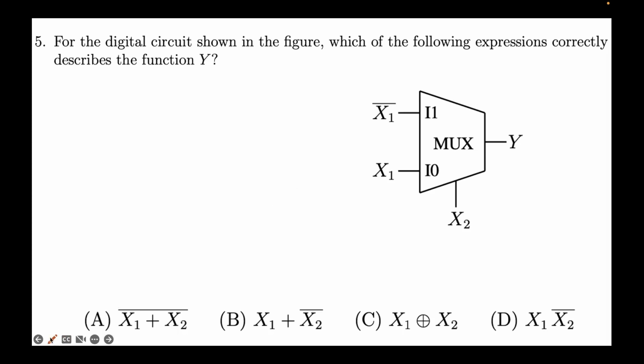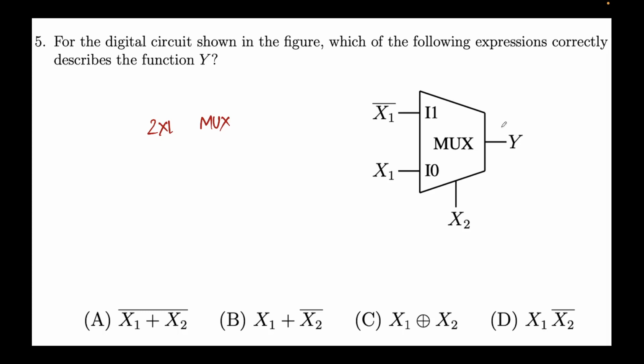All right, no doubts, then let's proceed. So problem 5 says that for the digital circuit shown in the figure, which of the following expressions describes the function y? So you see this is a multiplexer. This is a 2:1 multiplexer. That's how it's written, because there are 2 inputs and 1 output. And we are required to find the expression for this y.